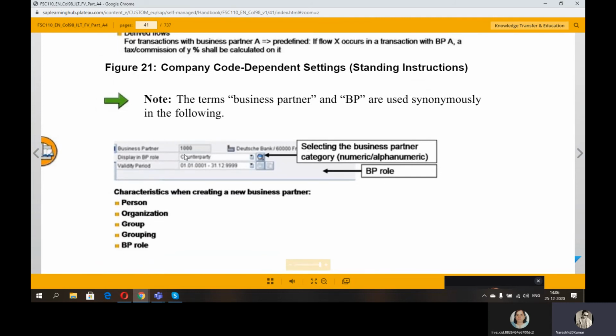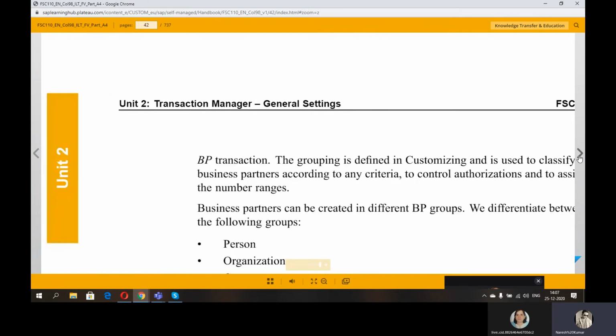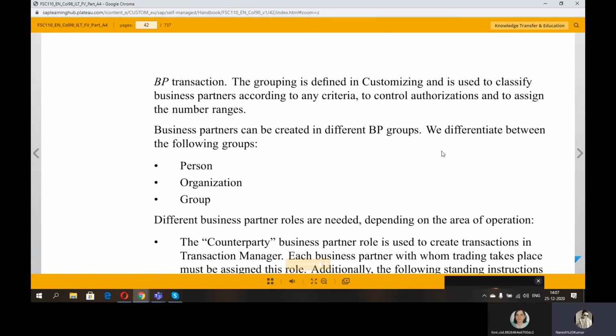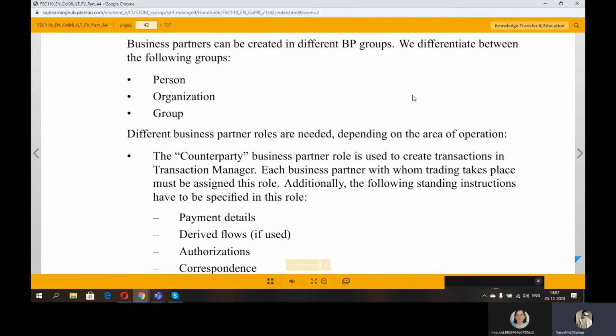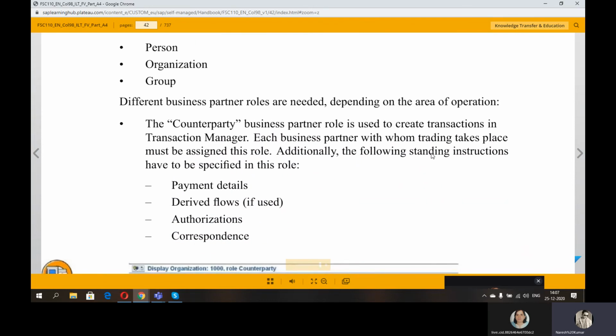Here also we will be able to see person, organization, group, grouping, BP role. So this was already there in ECC. Now there are no major changes in S/4HANA. Then the person, organization and group will be created based on business partner roles, depending on the area of the operations, and we are going to give payment details, direct flows, authorization, correspondence, everything. Okay.